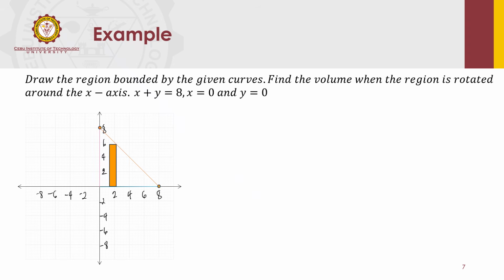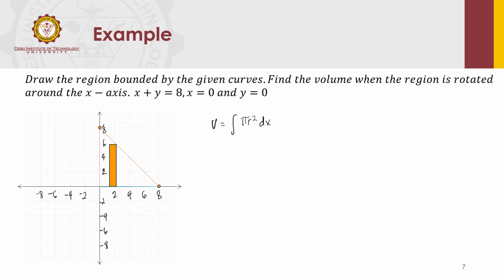So we now set up the integral. Its volume is the integral of pi r squared, the area of the circle for the circular disk, and then multiplied by the thickness. For a vertical strip, the thickness is dx. Since pi is a constant, we can place it outside.